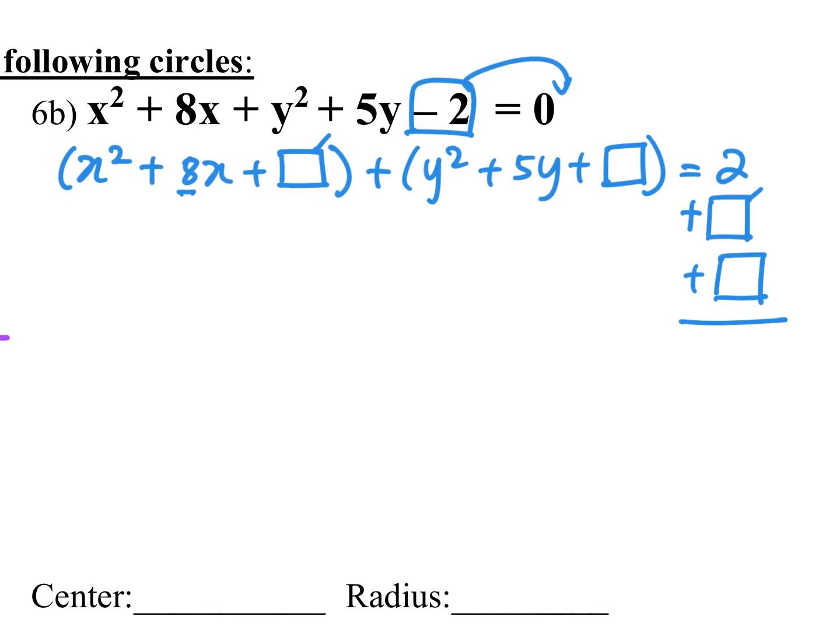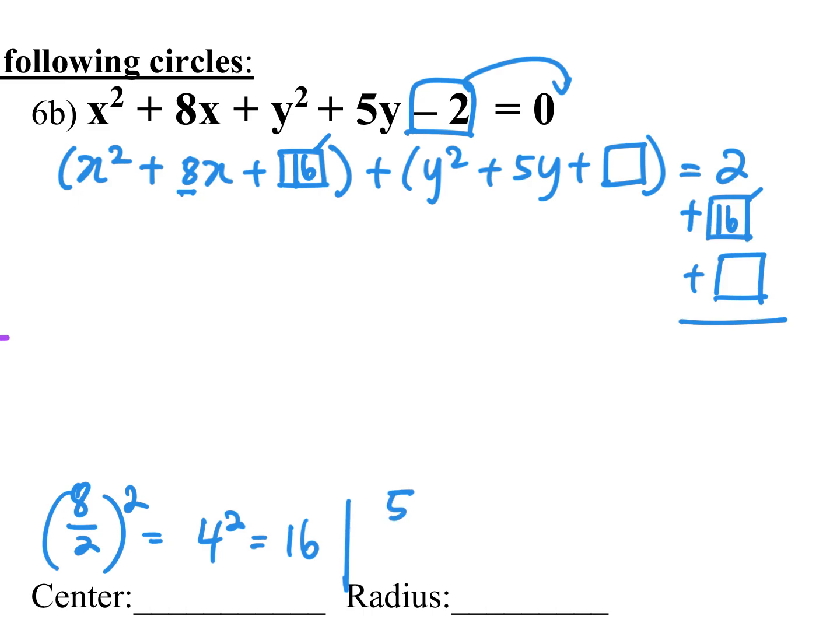Okay, so let's take that again. The middle term on the x is going to be 8. 8 divided by 2 is going to give you 4, squared, and 4 squared is 16. So this is going to give you plus 16, and then plus 16 also in here. The y part: 5 over 2 squared is going to give you 25 over 4. So it's just going to give you 25 over 4, and 25 over 4 on the other side.